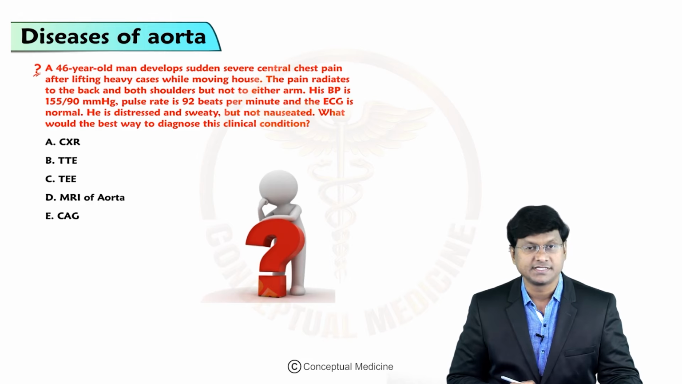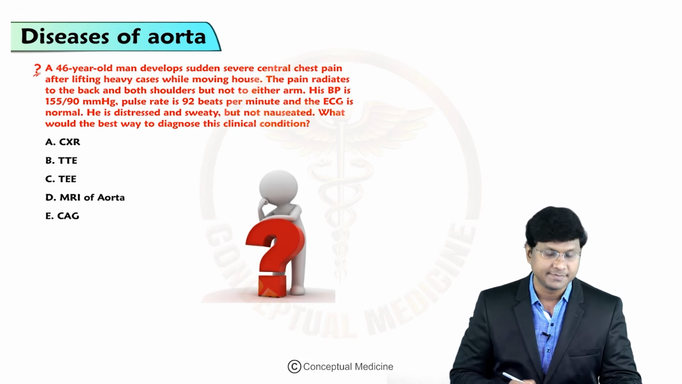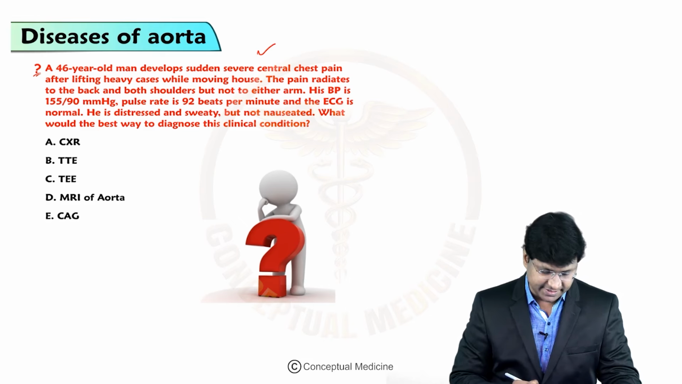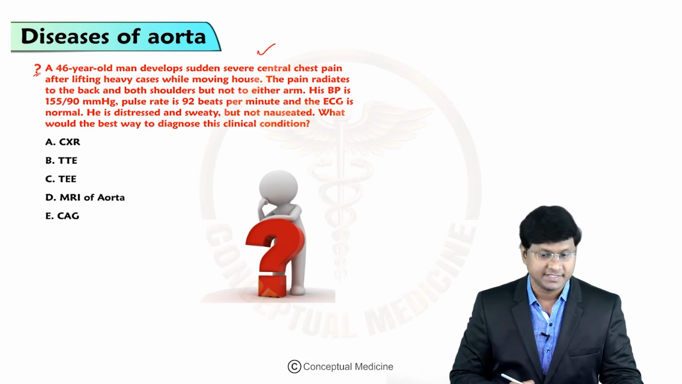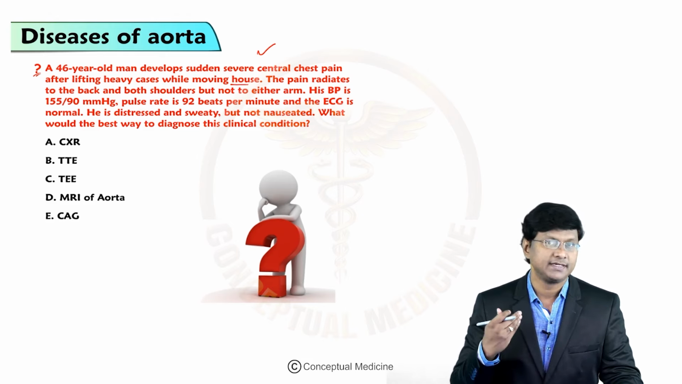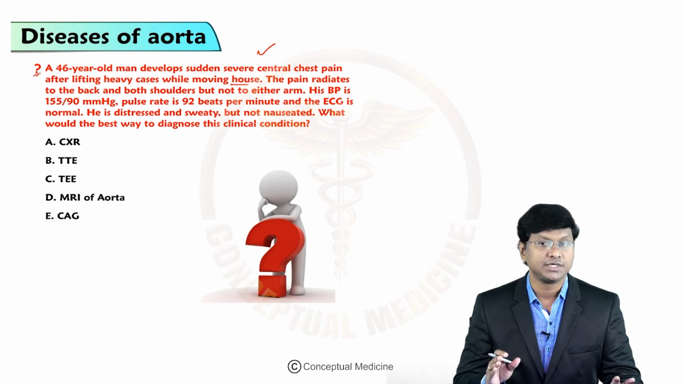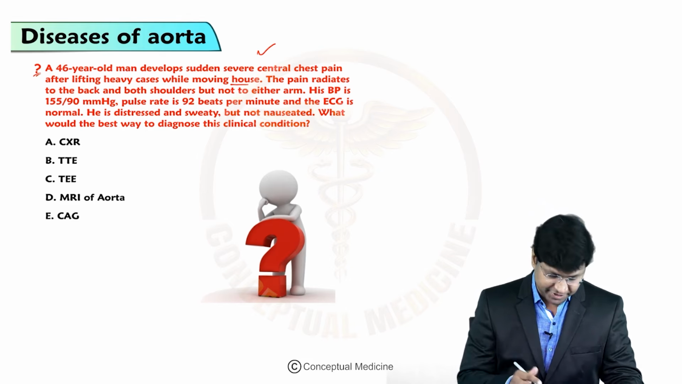So take this clinical scenario: a 46-year-old man develops sudden severe central chest pain after lifting heavy cases while moving house. The pain radiates to the back and both shoulders, but not to either arm. His blood pressure is 155 by 90 millimeters of mercury and pulse rate is 92 beats per minute, and the ECG is normal. He is distressed and sweaty but not nauseated. What would be the best way to diagnose this clinical condition?